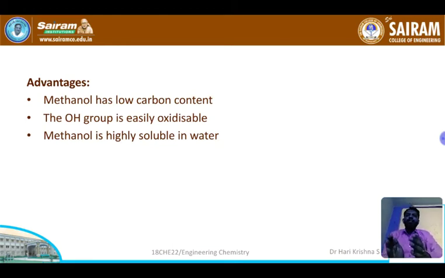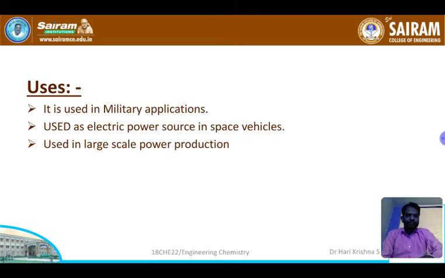Methanol has low carbon content, the OH group is easily oxidizable, and methanol is highly soluble in water. So these are the advantages of the methanol oxygen fuel cell. Let us see its uses. It is used in military applications, as an electric power source in space vehicles, and in large scale power production. But there are some limitations. The fuel cells cannot be recharged. This is a limitation of fuel cells we have already studied, and it is applicable to all types of fuel cells.